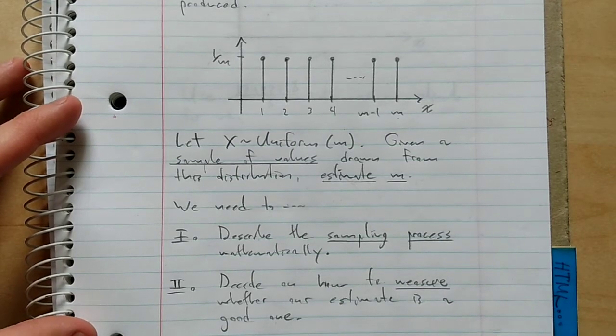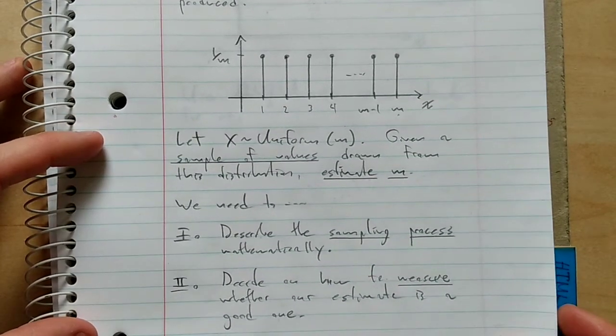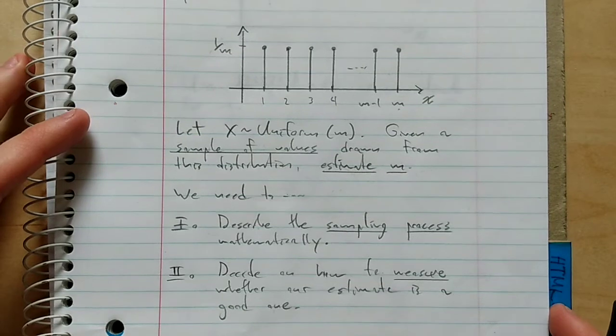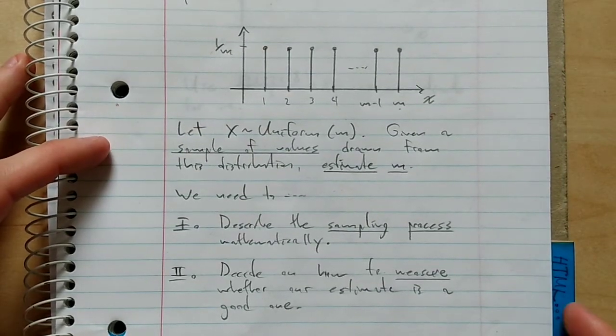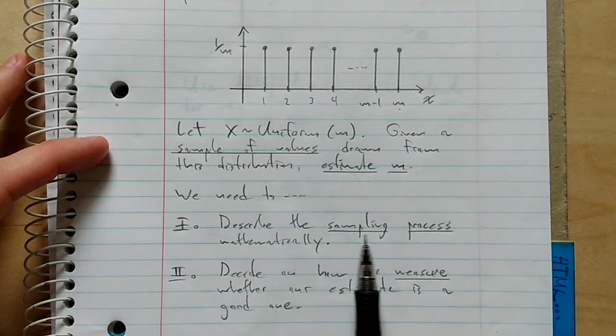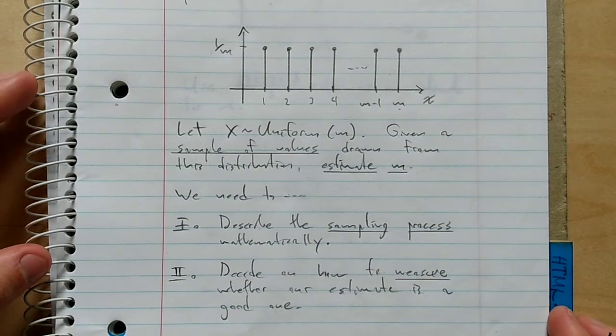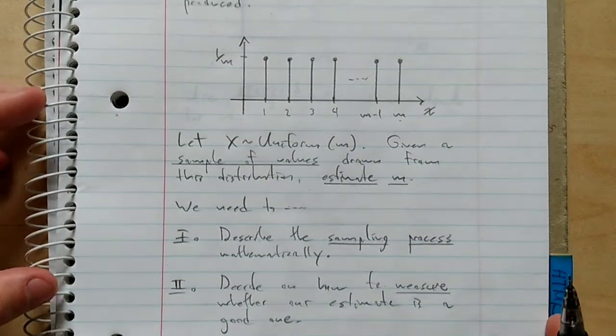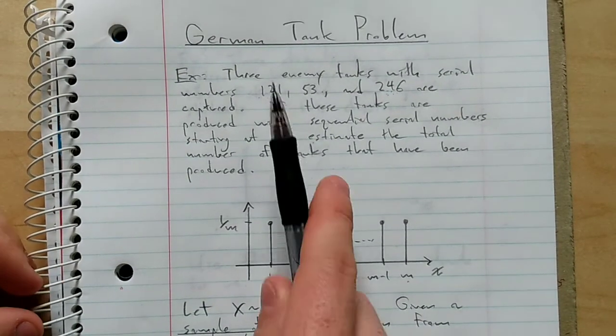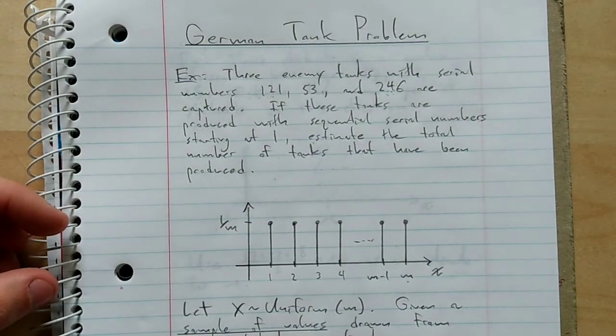lots of issues here. But for us, you'll see in the notes and in the next video that we're going to assume the sampling process is sort of the simplest possible one. And we're going to answer all these questions with that assumption, that these really are three randomly selected tanks.